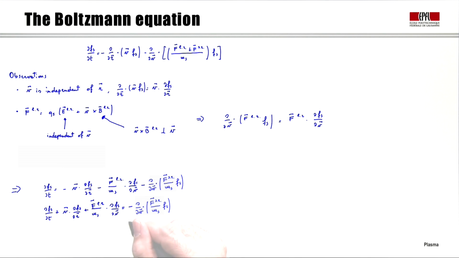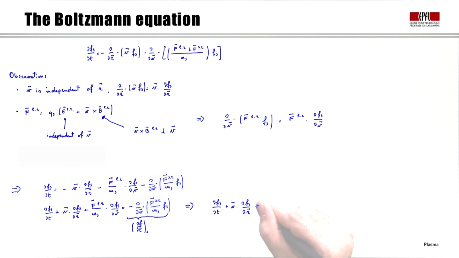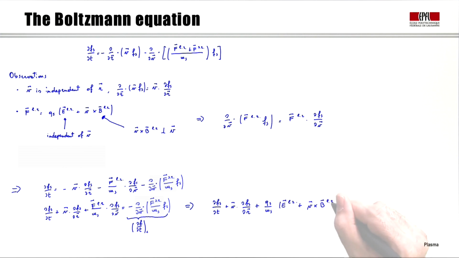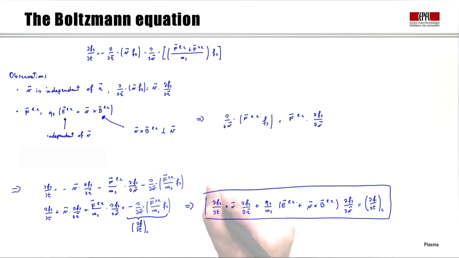This term here is actually a term that is related to collisions. It gives the evolution of the distribution function due to collisions. It is something that is usually called the collision operator and is denoted as df over dt, with a small c to say that this is due to collisions. From this we get an equation where I explicitly write the forces as the decomposition of the electric and magnetic force, which is known as the Boltzmann equation.